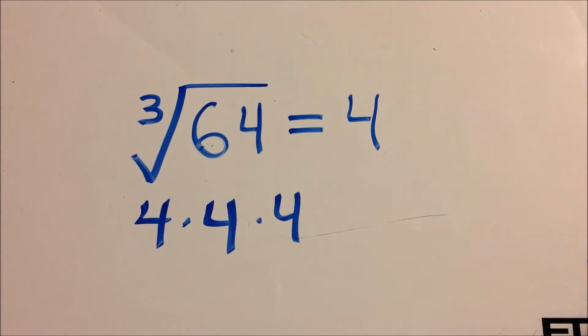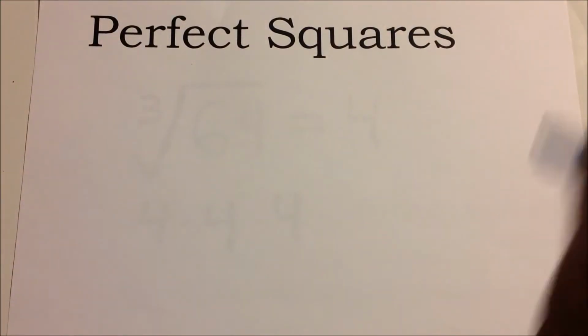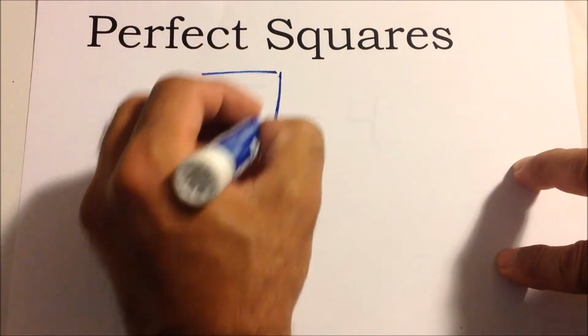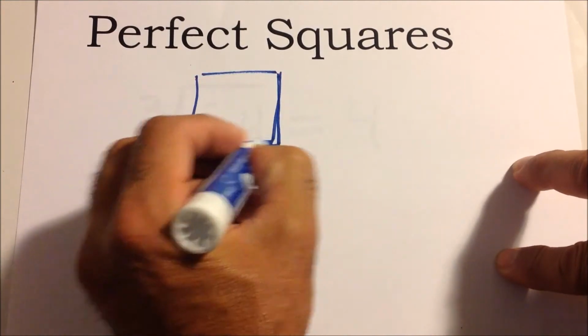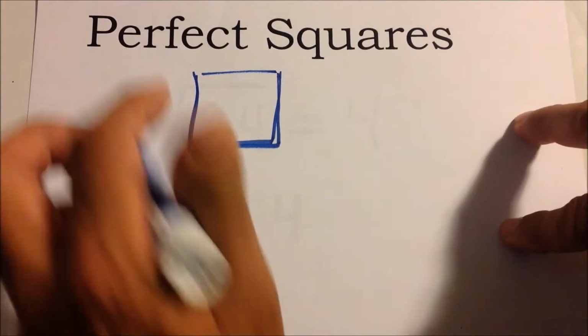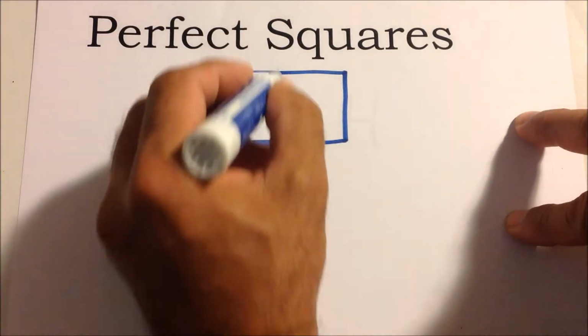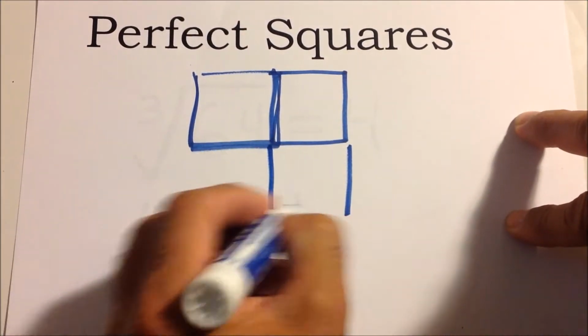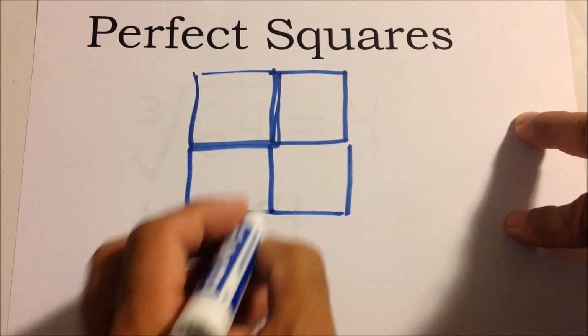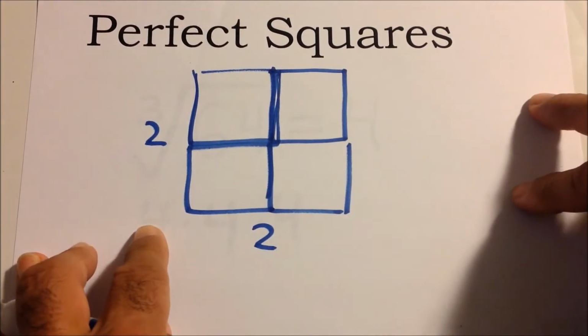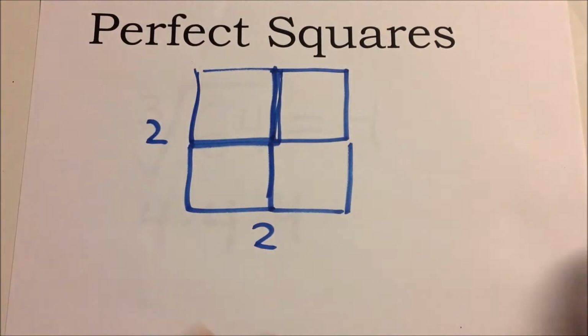Remember when we did square roots, we had perfect squares. Well, we can also have perfect cubes. A perfect square is 2-dimensional. For example, 1 is a perfect square, but 2 is not, because it's a rectangle. But we know 4 is a perfect square, and you can get 2 on each side. 2 times 2 is 4. So we know perfect squares, but we can also have perfect cubes.